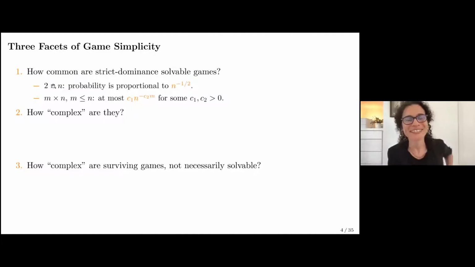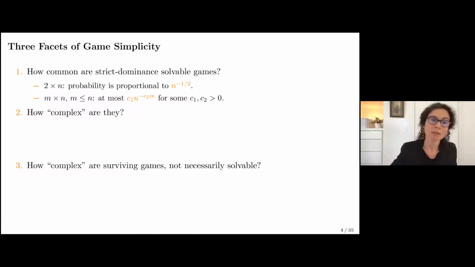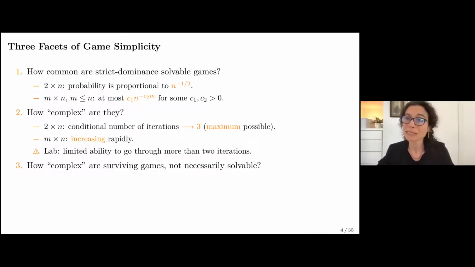So it probably doesn't come as a surprise that the probability of dominant solvability is pretty low, especially for larger games. And in fact, for 2x(n) games, it asymptotically vanishes at the rate of 1 over square root of n. And in fact, as you increase the number of actions of the first player, that rate becomes faster and faster. Now, in terms of how complex these games are, we have some slightly bad news in that even dominant solvable games seem to entail many iterations.